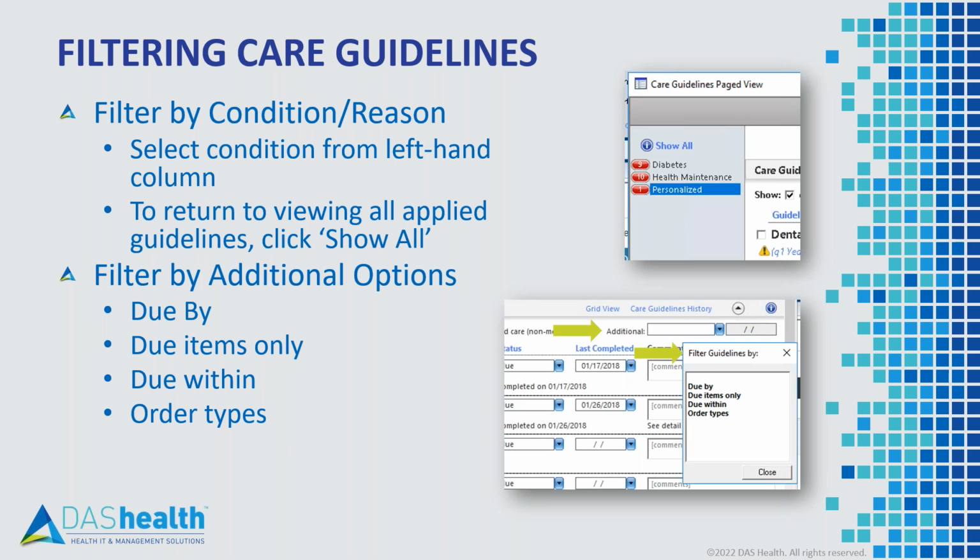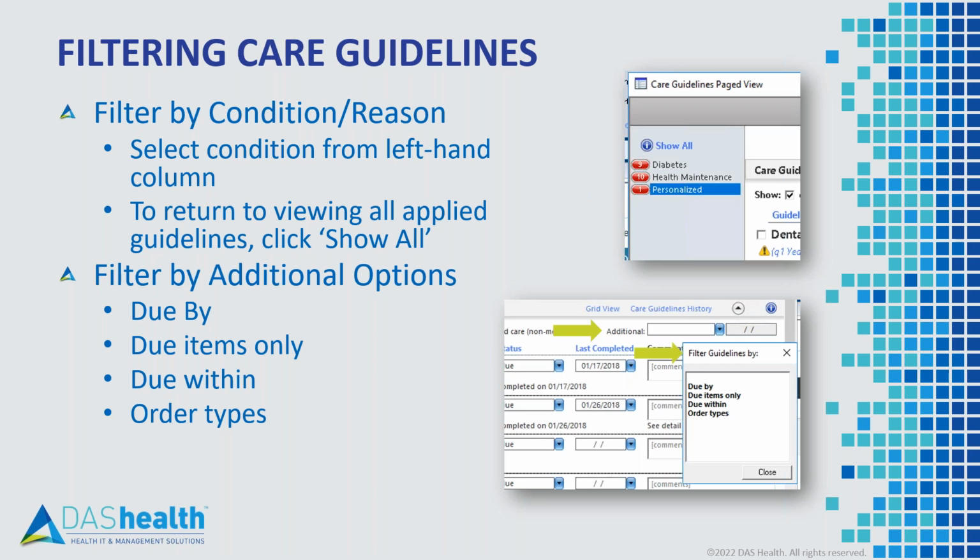So we do have quite a few options for how we can filter down this list to make it a little more manageable. As I mentioned, the first is on the left-hand side, where we have the list of the different conditions that are applied for this particular patient. We can select any of those, and it's going to just hone down on those specific guidelines. If we want to go back to seeing all of them again, we would click that Show All blue link in the top left, and that would take us back to seeing all guidelines applied for this patient again.